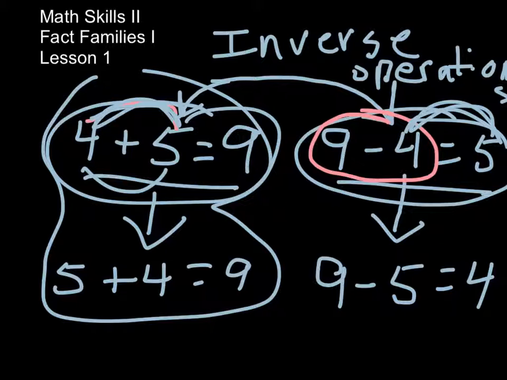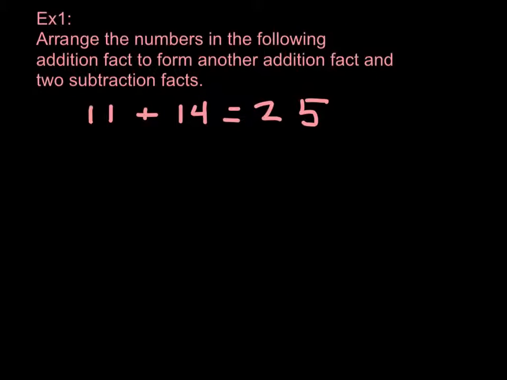So let's take a look at our first example. All right, in example 1, it says, arrange the numbers in the following addition fact to form another addition fact and two subtraction facts. So really there's three things they want us to do. They want us to form another addition fact, and they want us to form two other subtraction facts. So we're going to make up what we call a fact family.